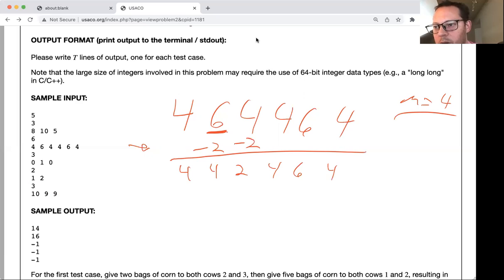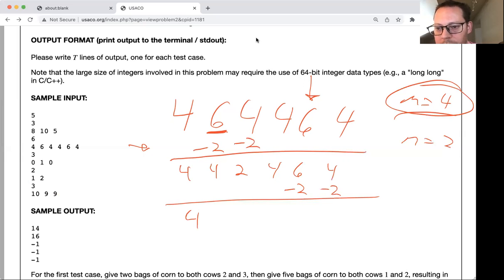We'll make a note that our new minimum is going to be 2. We'll continue on through looking for anything above the old minimum, which is 4. We'll find this one, which is 6. So we'll do -2, -2. We'll have 4, 4, 2, 4, 4, 2. We finished. So now our new minimum is going to be 2.